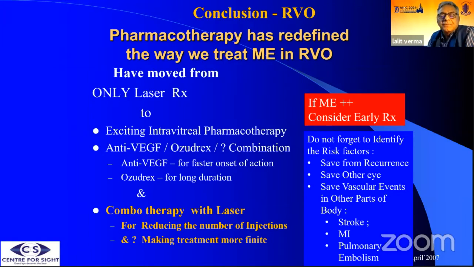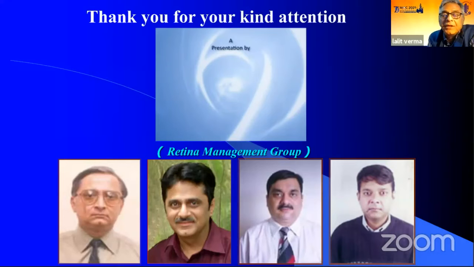So thus to conclude, in BRVO, pharmacotherapy has redefined the way we manage these patients, specifically the non-inflammatory part, and for the inflammatory part, as I said, steroids. And we have moved from only laser treatment, which we used to do a couple of decades back, to pharmacological treatment. And in the choice between anti-VEGF and Ozurdex, by and large, anti-VEGF is the first line of management in most of these patients. And combo therapy, once the OCT comes down, with laser, does help to make the treatment more finite. Thank you very much for your patient listening.